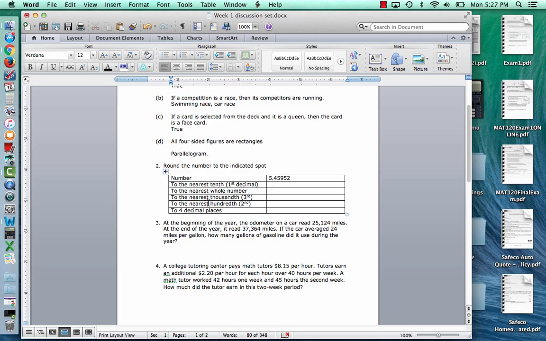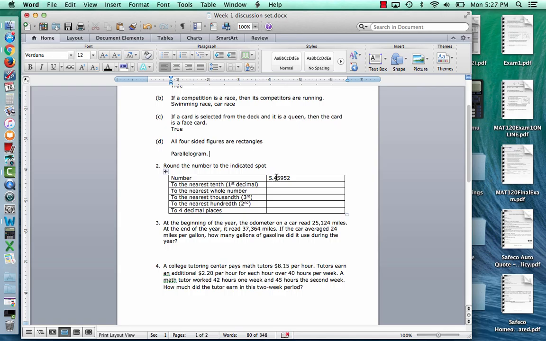Then, round the number to the indicated spot. Rounding is going to be a big thing for us for the rest of the semester, so you have to have these skills ready. So round to the nearest tenth. Well, the nearest tenth is the first decimal. Whenever I round to a particular spot, I look to the number to the right. If that number's 5 to 9, then I add 1 and round up. If it's 0 to 4, then I don't.